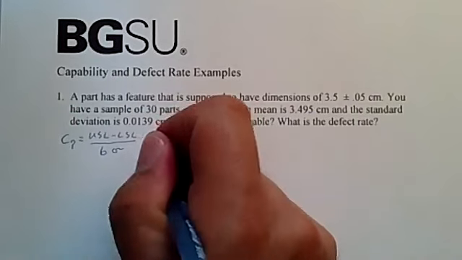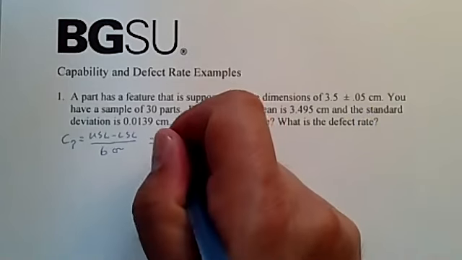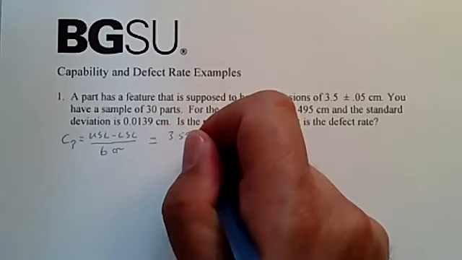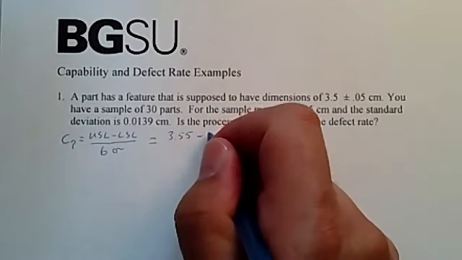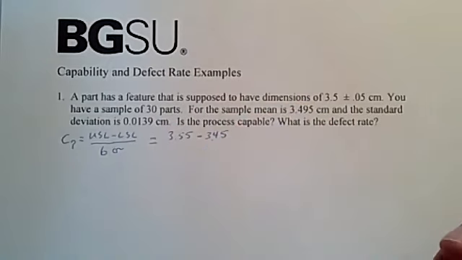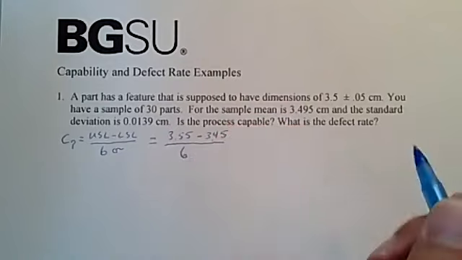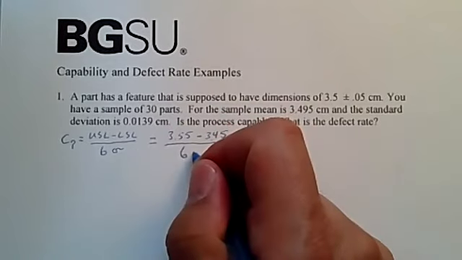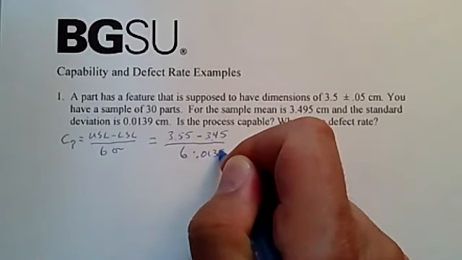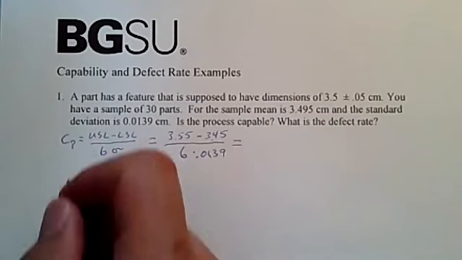In this problem, the upper specification limit is 3.5 plus 0.05, so it's 3.55 centimeters minus 3.45 centimeters. That's 3.5 minus 0.05. And then that's going to be divided by 6 times the standard deviation, 0.0139. I'll put my calculator to solve those in a moment.